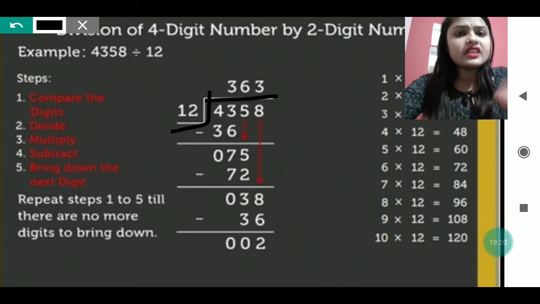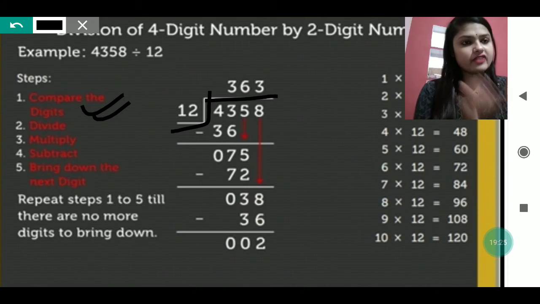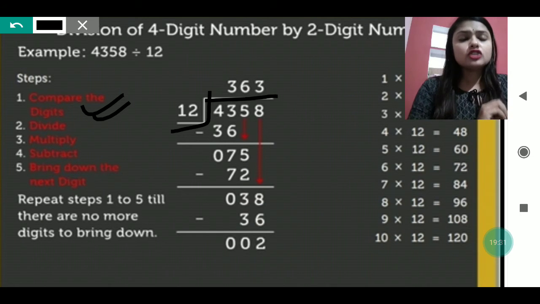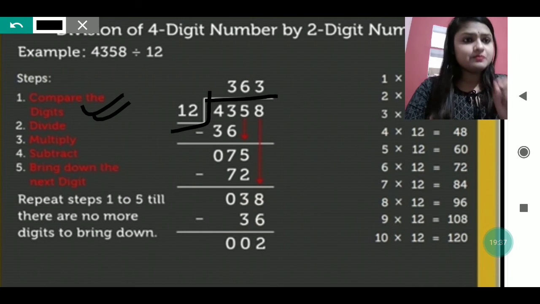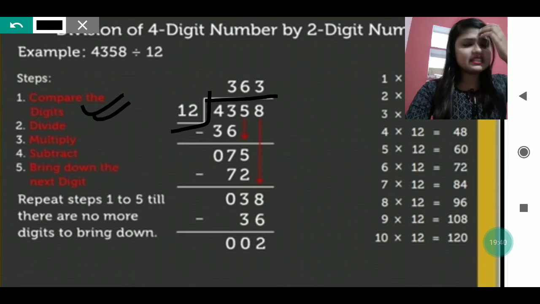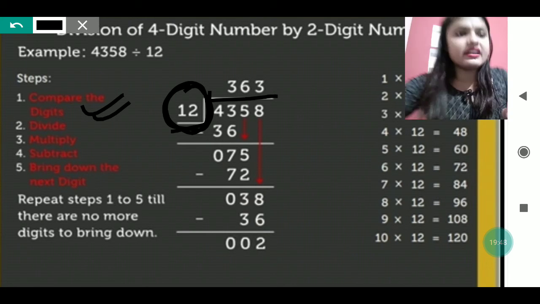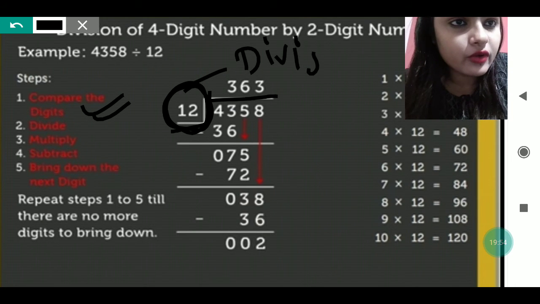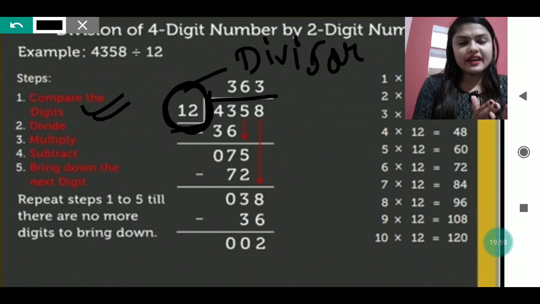After arranging the numbers, we have to compare the numbers. In the divisor column it is given 12. Keep this in your mind, don't forget, this is the divisor. So that 12 we have to now divide into 43.